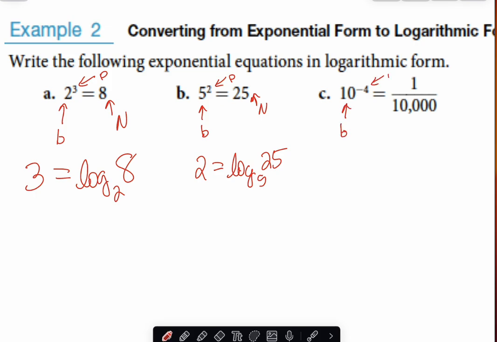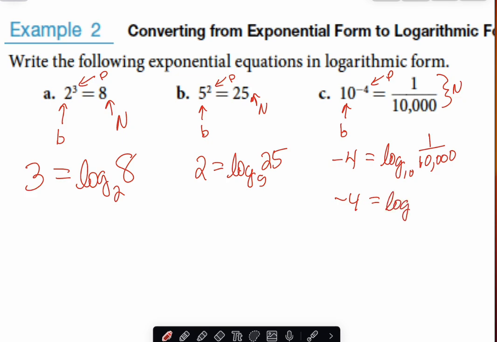Our power is -4. Our number is 1 over 10,000. So I would get a power of -4 if I put on a log base 10. That's I would get 1 over 10,000 if I put 10 with a power of -4. Now, we don't write log base 10 like that. That is what's called a common log.